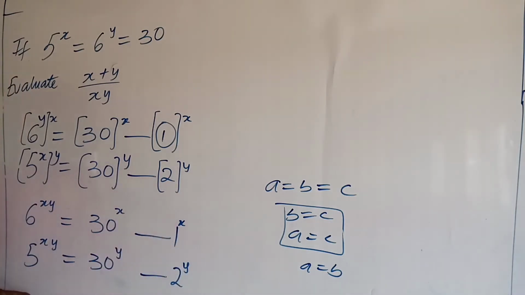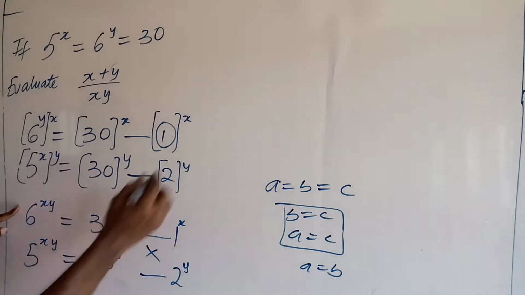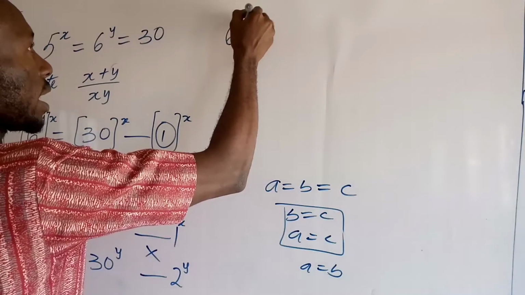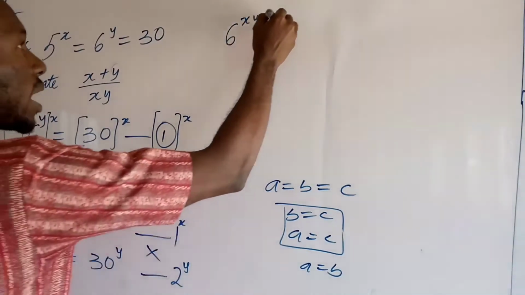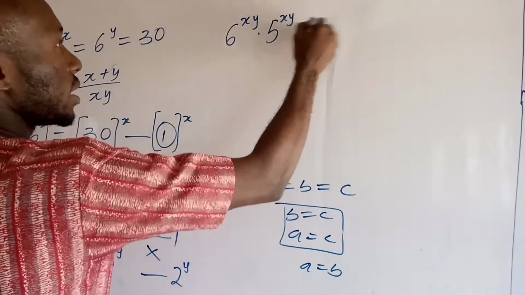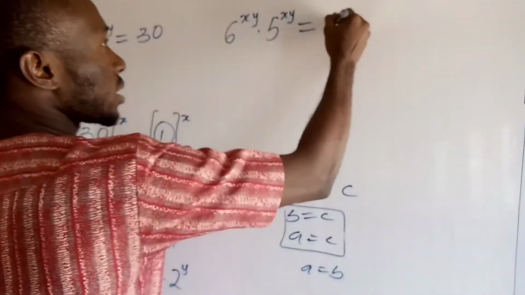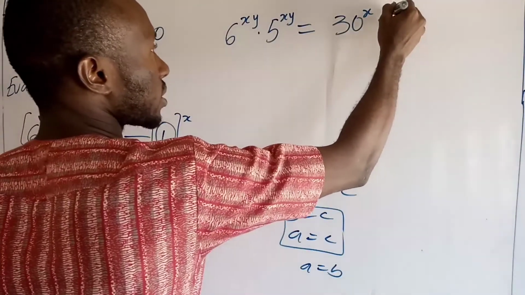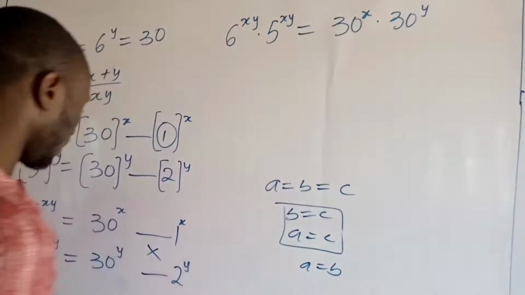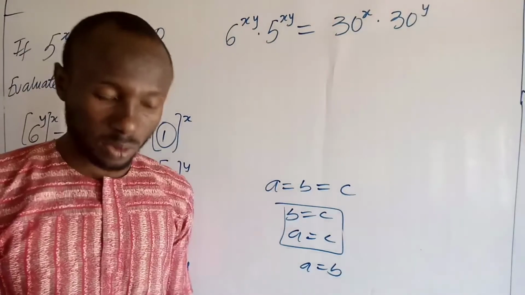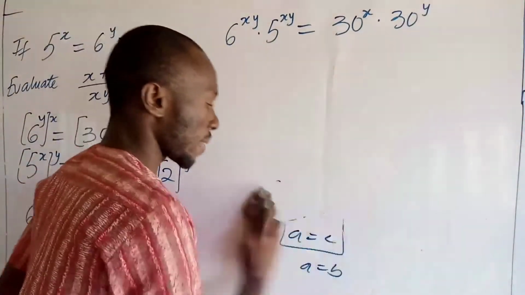The next thing I want to do is to multiply both of these equations. So I'll have 6 to the power xy times 5 to the power xy is equal to 30 to the power x times 30 to the power y. Alright, that is what we have. So let me take off these guys from here.